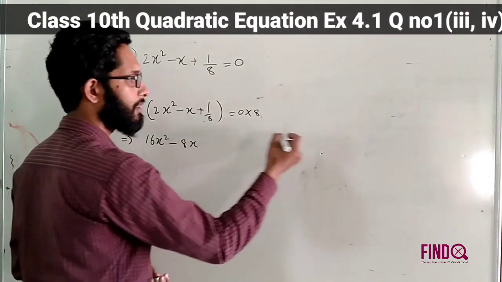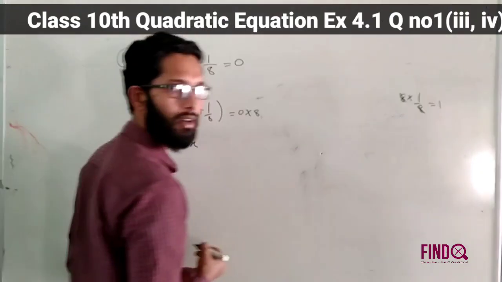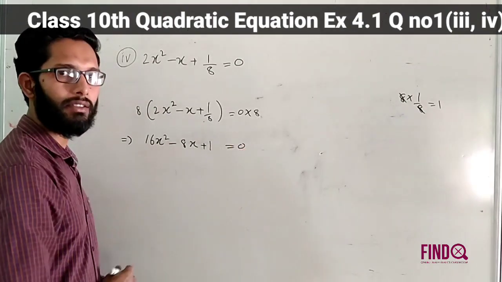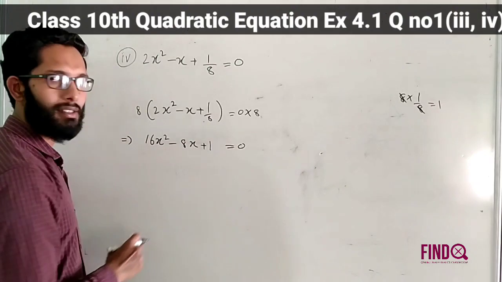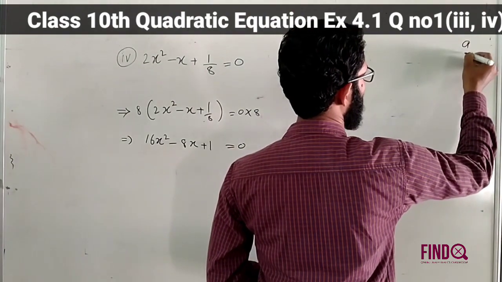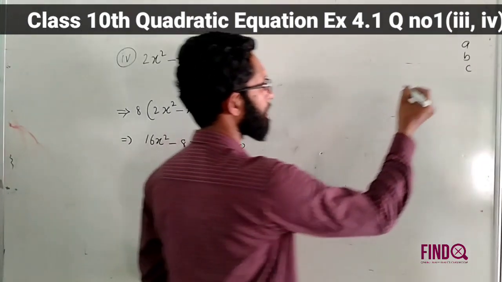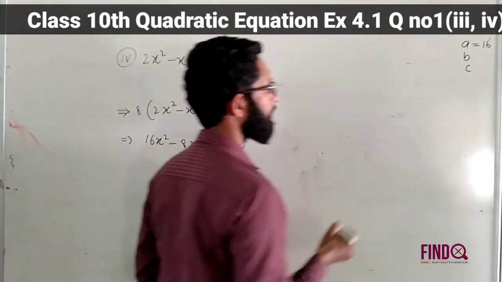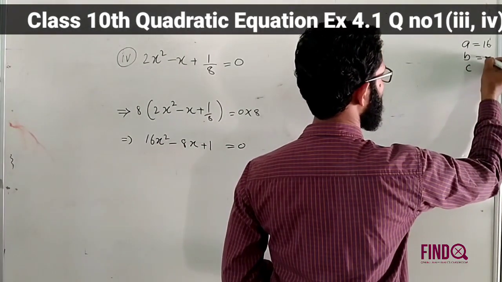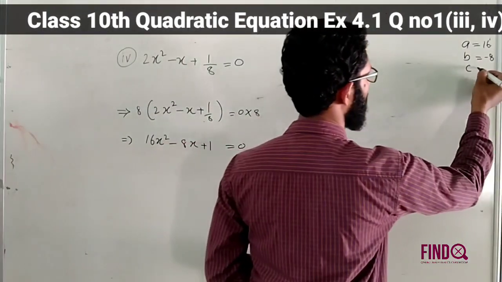8 into 1 by 8, the 8 cancels, so the remaining is 1. So plus 1, which is equal to 0. 0 into 8 is 0. And now all terms are integers. Then the first step is identify A, B and C. So A is the coefficient of x square, which is equal to 16. B is the coefficient of x, which is minus 8, and C is the constant, which is 1.